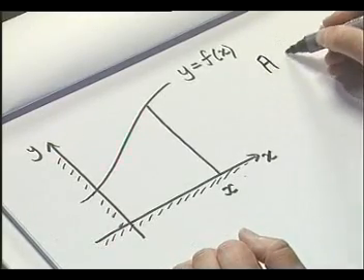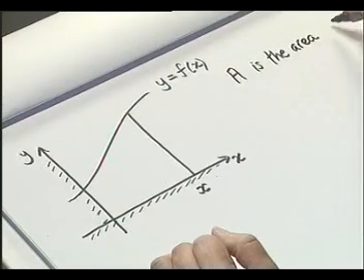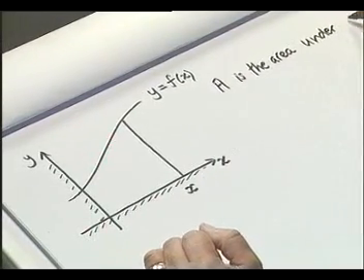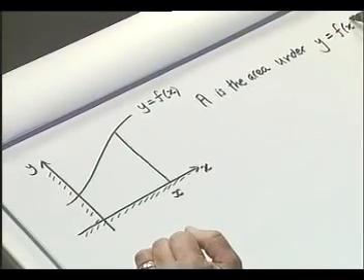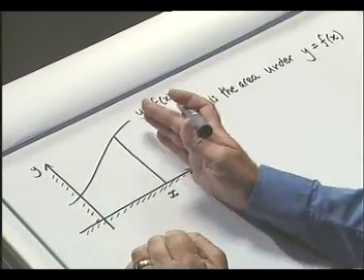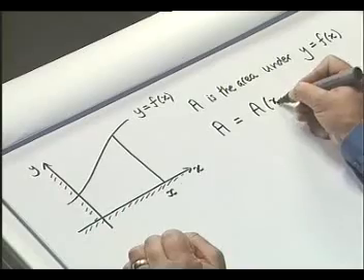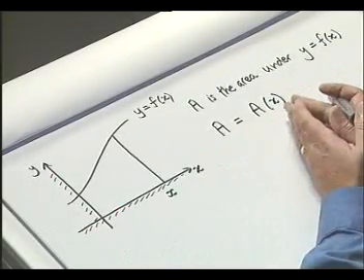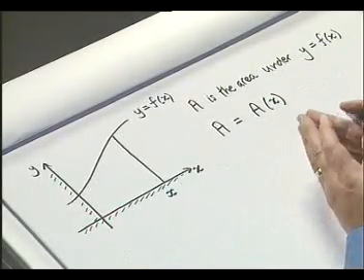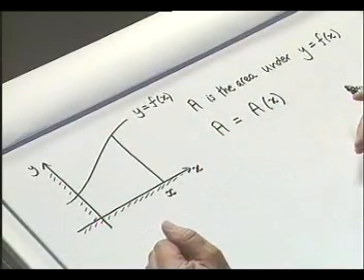I'm going to denote the area under the graph by A. So A is the area under y is f of x. And as I've just said, the area will depend upon the value that we choose for x. In other words, A is a function of x. A depends upon x. So we write that like this. A is A of x. And that shows the dependence of the area on the value we choose for x. As I said, large x, larger area, small x, smaller area.